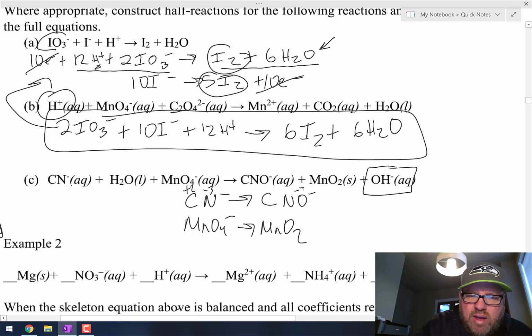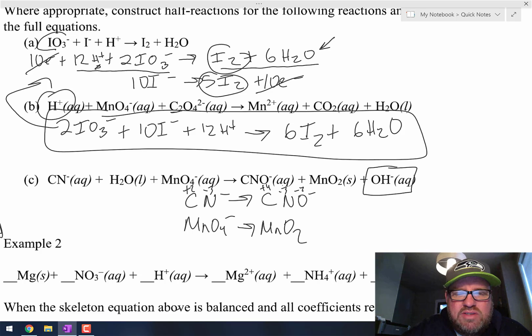And here we've got -2, -3, so that's -5. So here the carbon is +4. So you're going from a +2 to a +4. So it's the carbon that's being oxidized here. And then the manganese is going from a +7 to a +4. So it is being reduced.